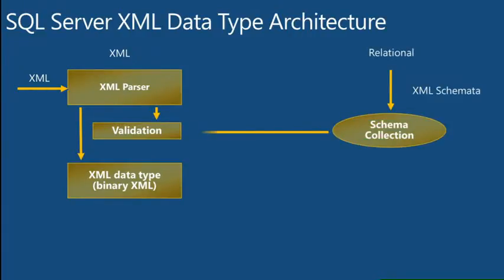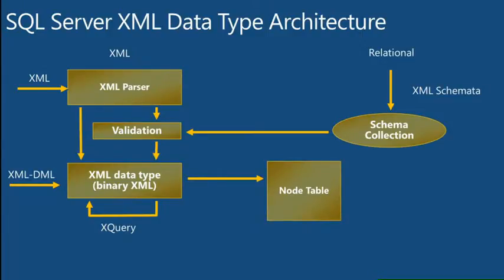Then optionally, you can have a schema collection that does some additional schema validation and also adds type information to the binary representation of your XML, which gives you additional semantic information about the data itself. Then you can run queries over it. Now the queries or updates are not really running on the binary data, but every time I run a query, a table-valued function that we will see later in our query plans, etc., will be applied to create a node table.